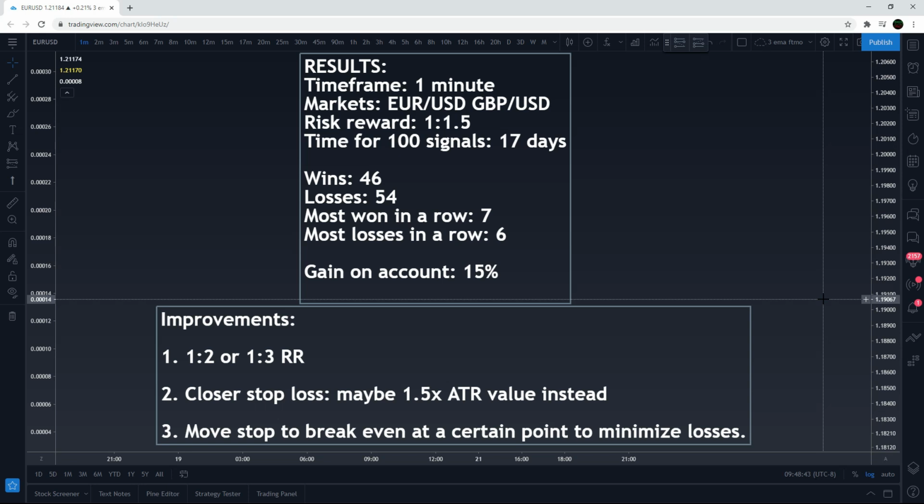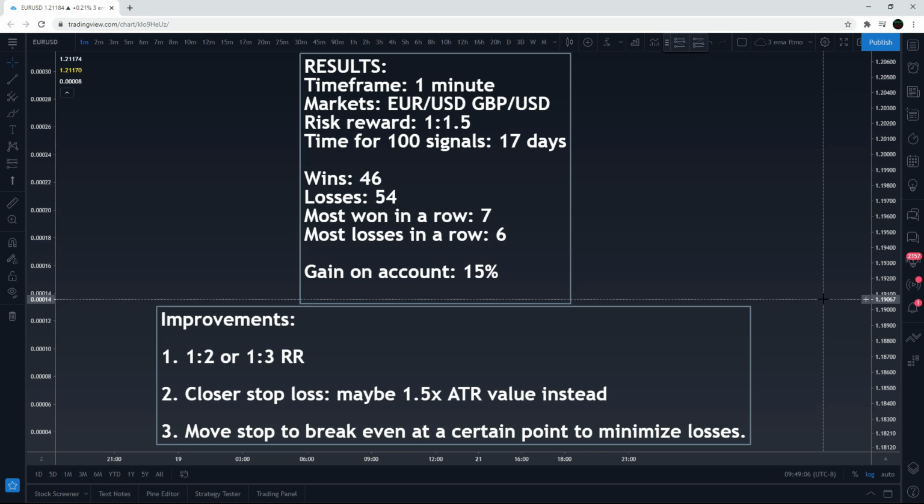Most won in a row was 7 and most losses in a row was 6. Gain on the account only 15%. So I noted some improvements down below that I was thinking you could probably go even higher than 1 to 3 risk reward ratio. Some of these trades, they went for 1 to 20 risk reward ratio or 1 to 10. So using 1 to 2, 1 to 3 is probably going to improve that gain on account figure.